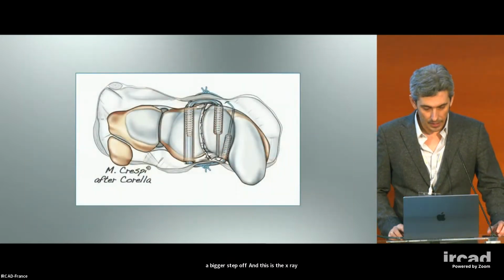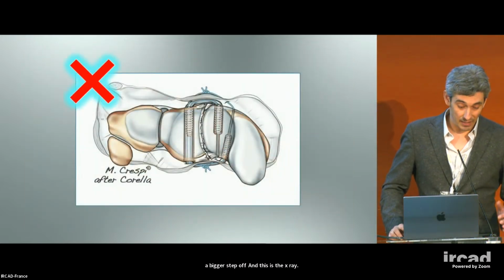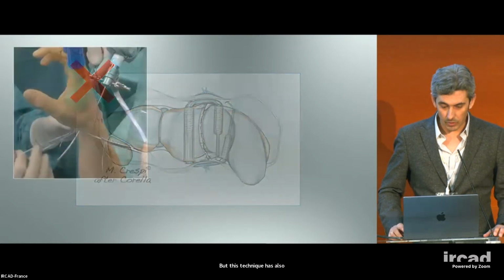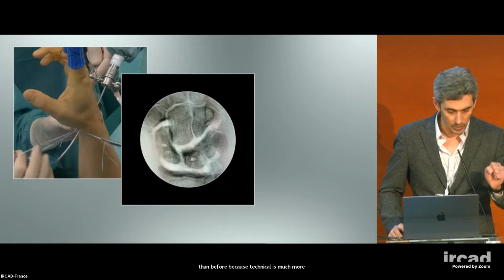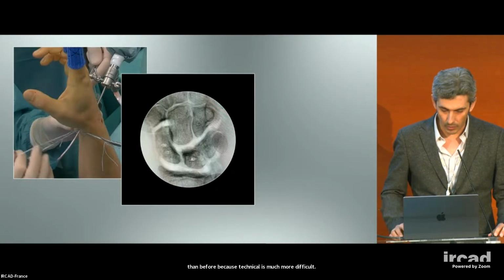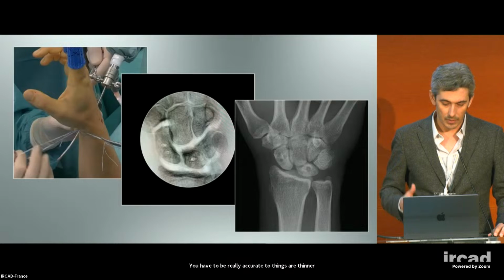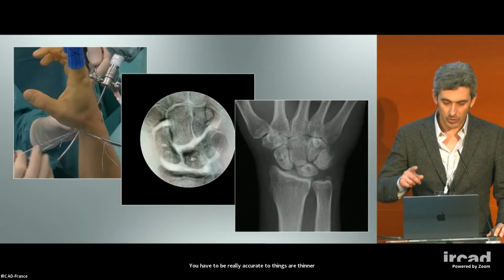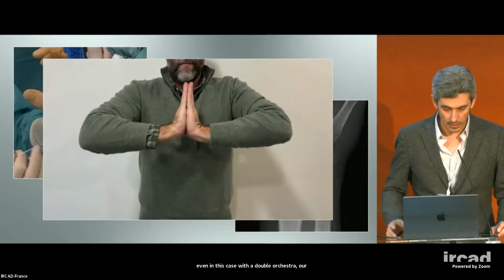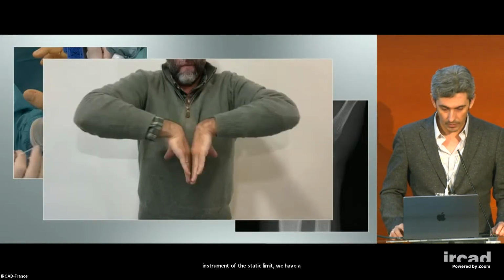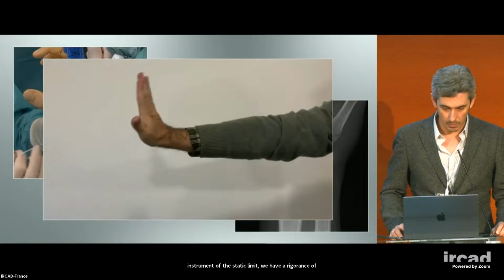But this technique also has drawbacks and is even worse than before because the technique is much more difficult. You have to be really accurate. Tunnels are thinner, but you have to be accurate with the tunnels. And also, even in this case, with a double reconstruction and a reinforcement of the extrinsic ligament, we have a recurrence of the gap like in this case, but still with good clinical result, as you can see in this patient.